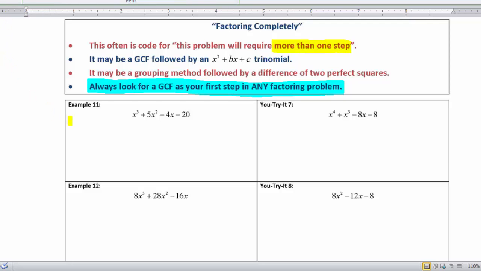So with that in mind, 11 and 12. Number 11 is x cubed plus 5x squared minus 4x minus 20. Well, is there a GCF? No, because the last term doesn't have an x, and the first term does not have a coefficient, so there's going to be no GCF here. So that's out. Now, it's four terms, so the only method that we had for things involving four terms was grouping. So let's try grouping here.